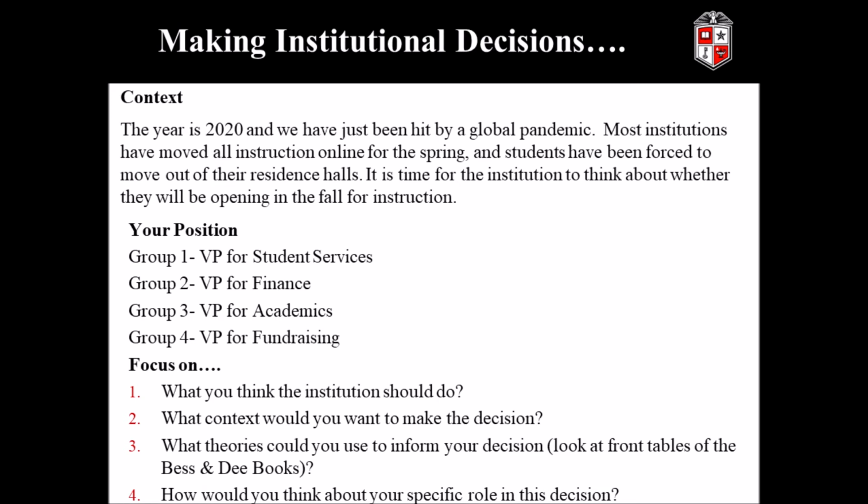into groups. I send them out into breakout groups in Zoom, and I have them each take a position, right? So they have the case study, they're each given a specific position, and then I give them specific questions to reflect on in that position. So as the Vice President for Finance, what do I think the institution should do? What context would I want? What data would I want?